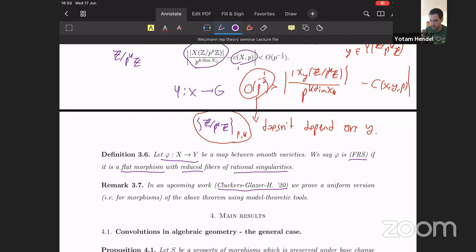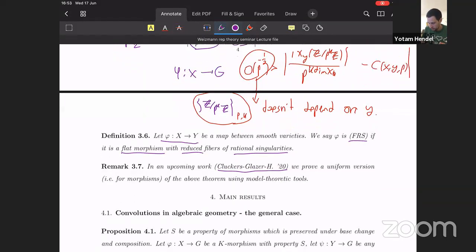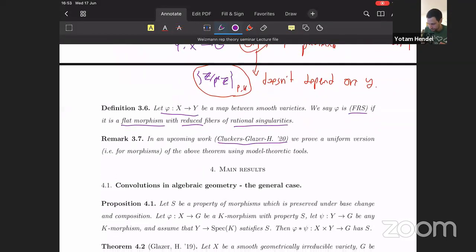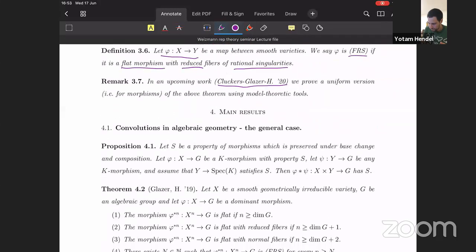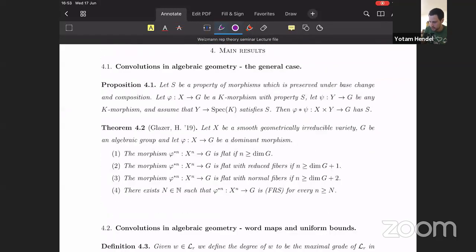Okay, somehow this is faster than what I planned, but okay. So, let me introduce my main results. And throughout this discussion, I assume that either my morphisms are defined over Z or over Q, but everything here is in the setting of characteristic 0.